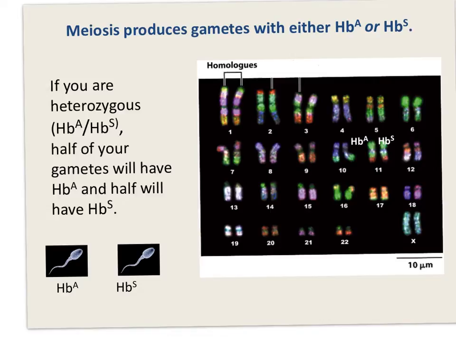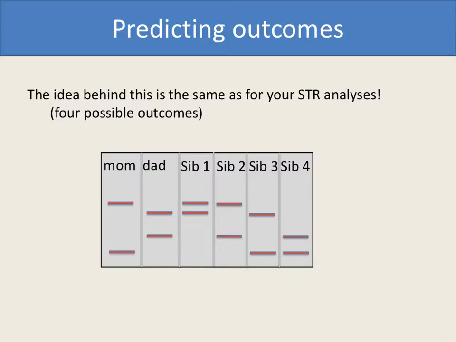Okay, so we're back to sickle cell trait. So if you have a heterozygous genotype, HBA, which is the normal allele, HBS, which is the sickling allele, half your gametes will have HBA and half will have HBS. Oh, so we're going to start doing what's called a Punnett square. It's kind of like this. This is just all the different variations that you can find.